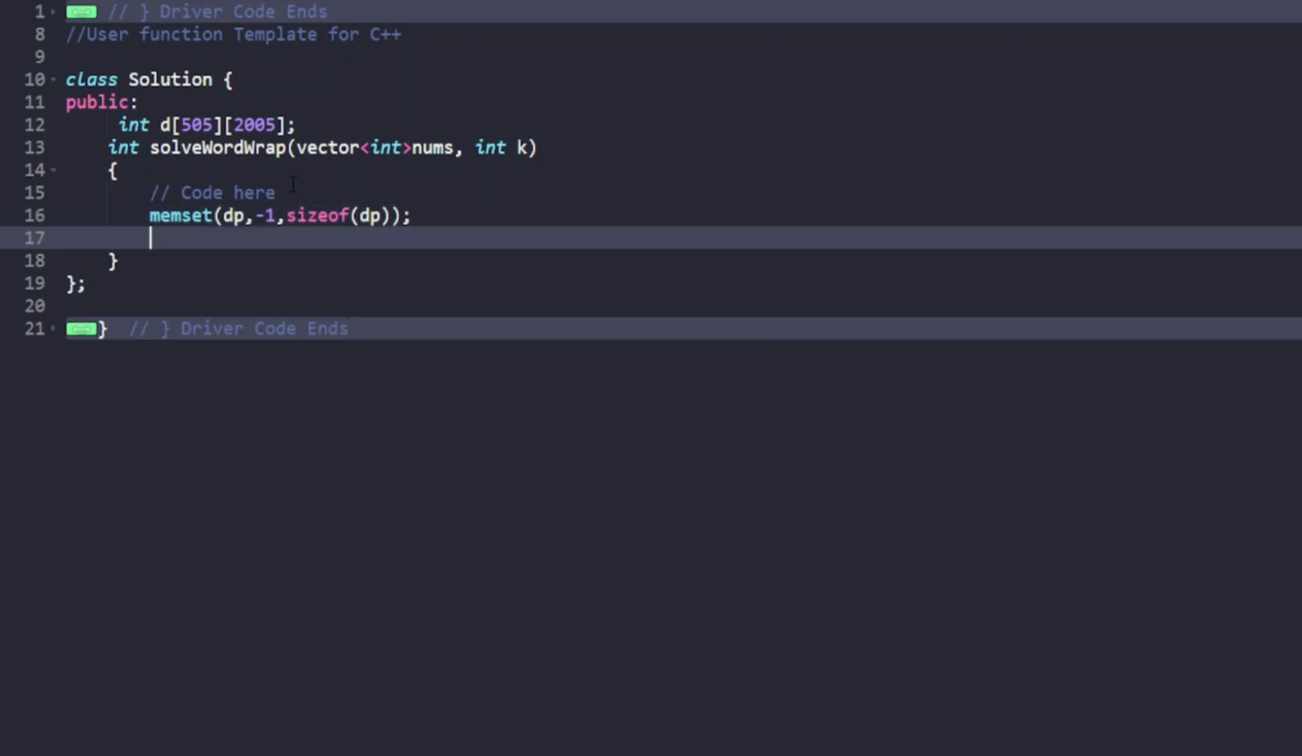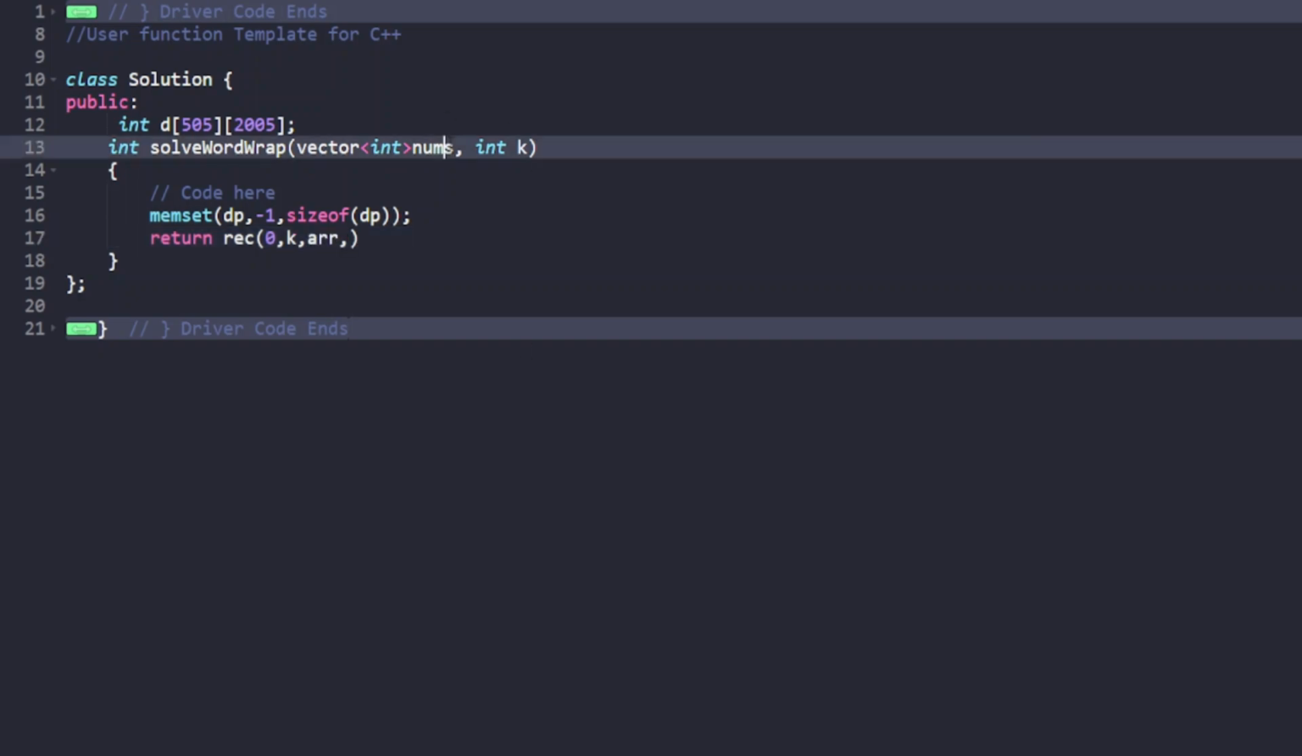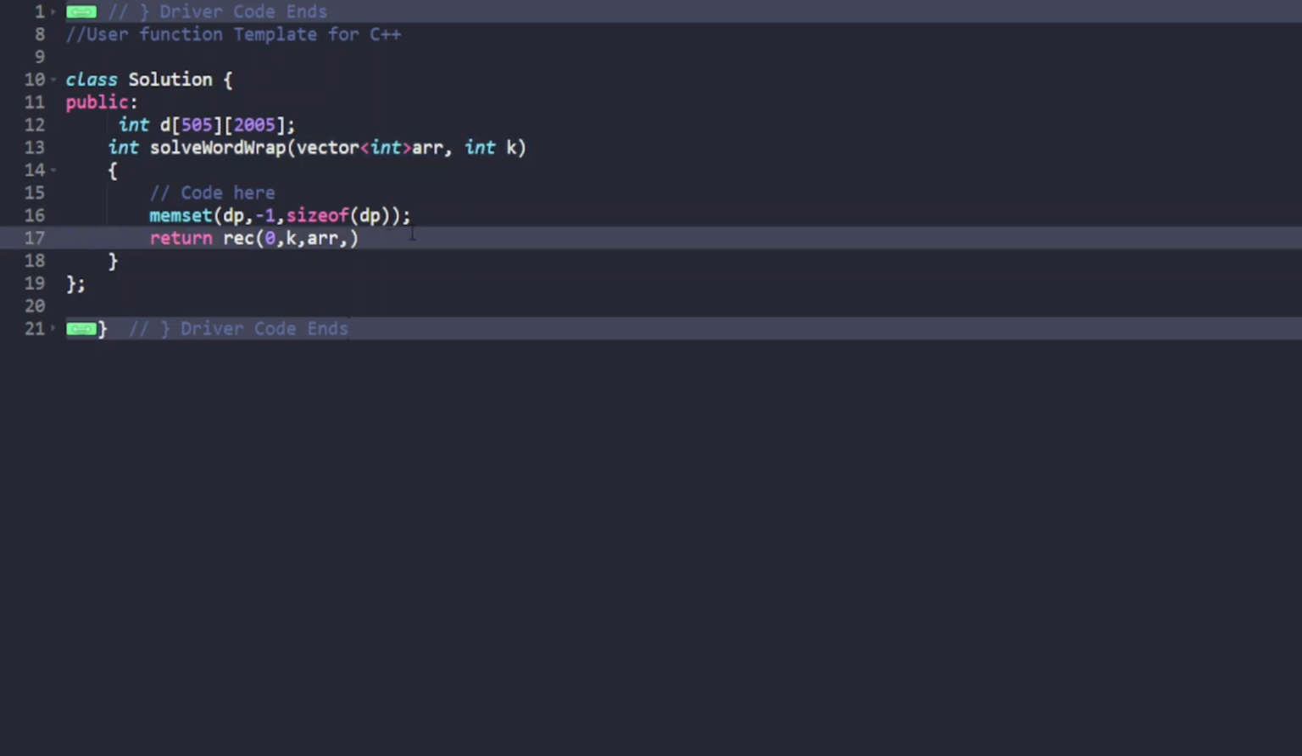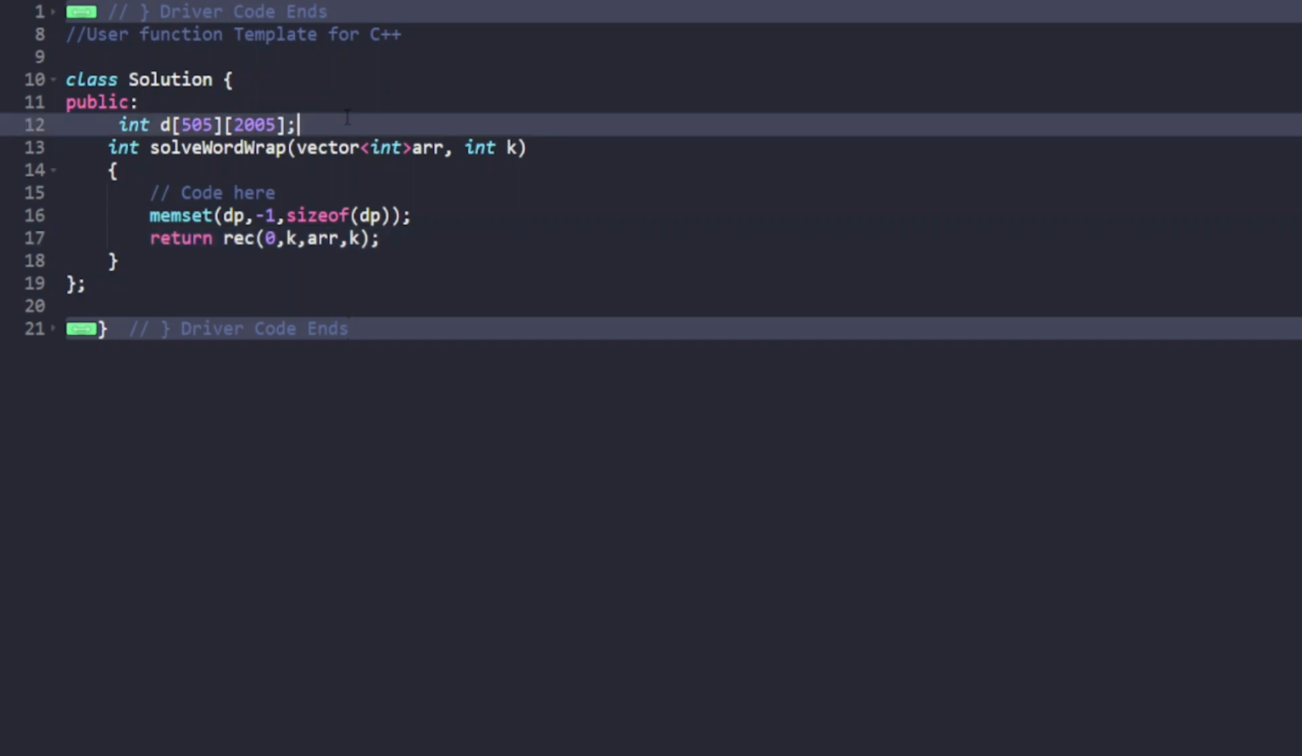After that, I'll simply call a recursive function. So return recursion of 0, that is, I'll start from the 0th index, and initially the number of spaces that I'll be left with is K, and I'll also pass the array with it. Let's say instead of nums, I name it ARR. And in this I have this value as K.